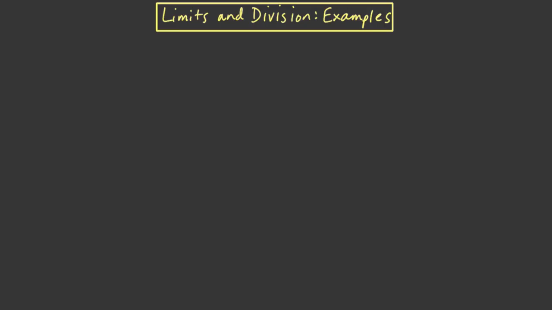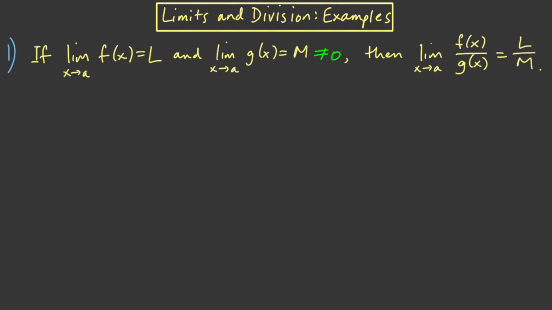Over the last 3 videos, we've talked about the 3 parts of the division limit law. So the first case was when the limit of the numerator was L, the limit of the denominator was M, and that was not 0. And in that case, we got that the limit of this quotient was just L over M.